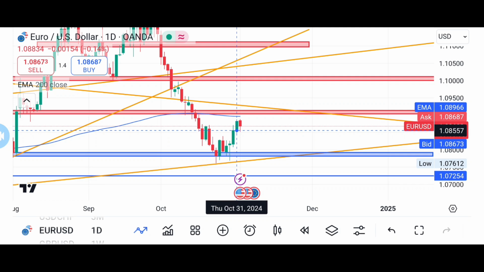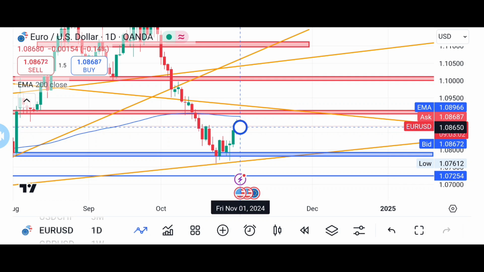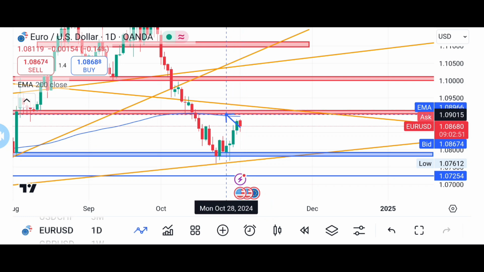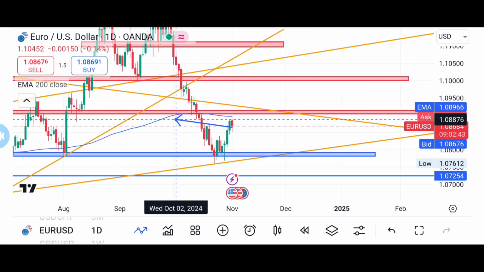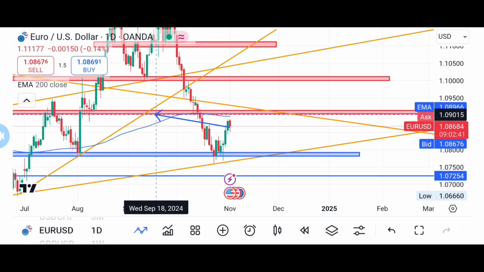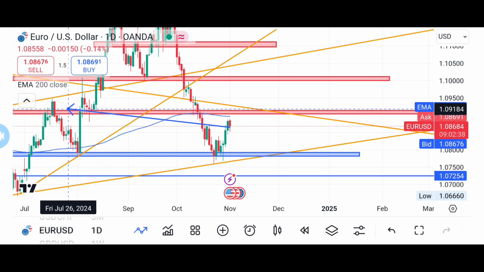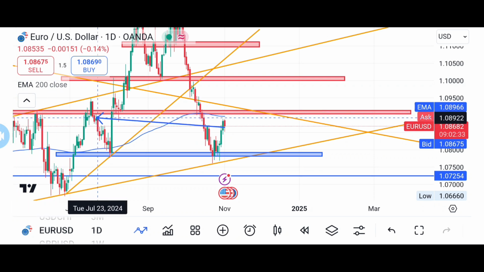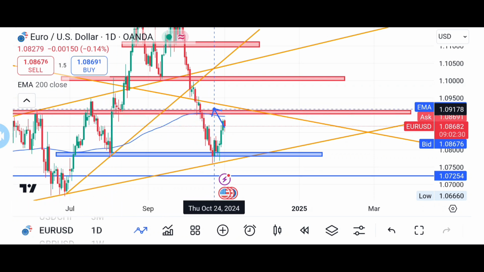If buyers continue to have momentum and are able to close above that region, why am I saying specifically that region? Because at this region we have resistance. You see this red box, it was a support here and it became a resistance here. You know very well, once support is broken, it becomes a resistance. So we are expecting some resistance here.